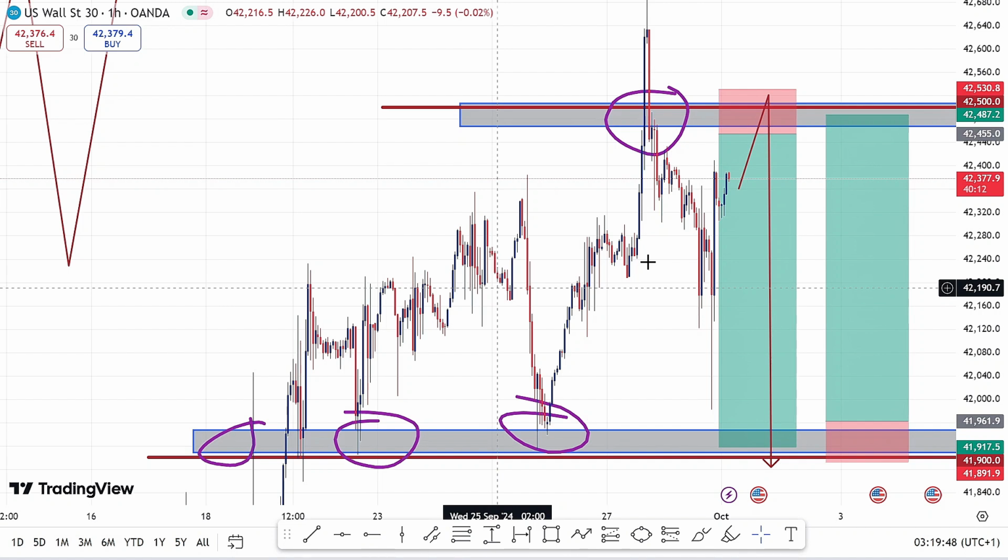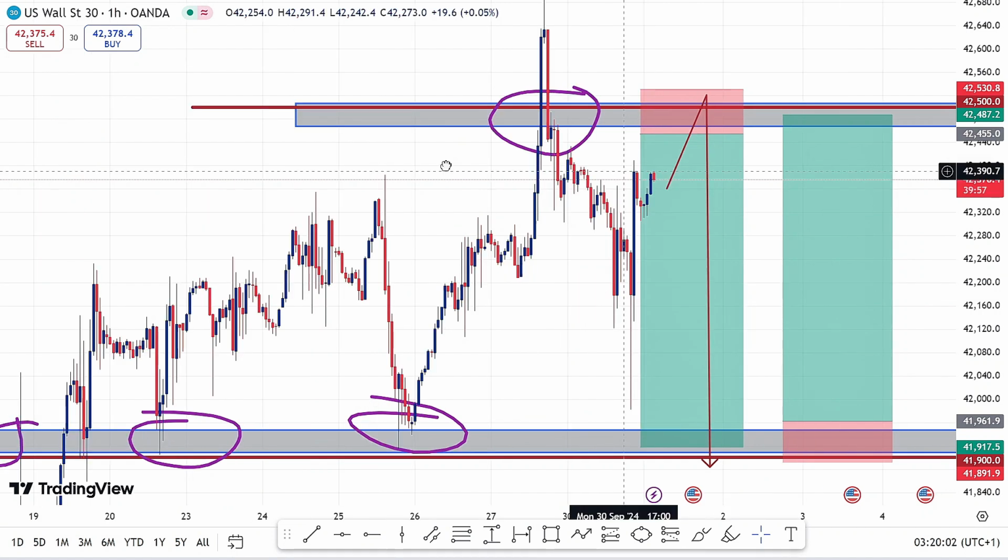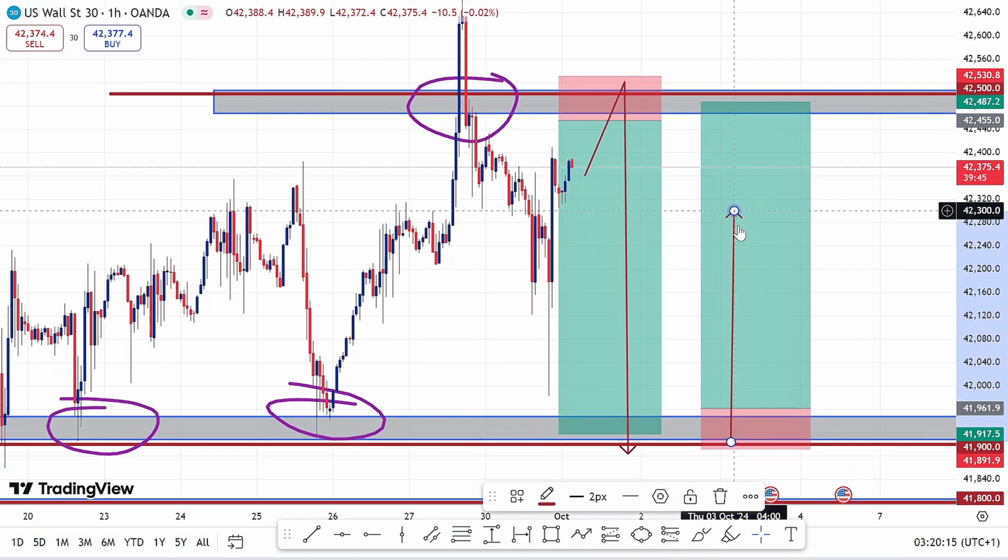Then if price happens not to get here, we'll be looking at buying US30 at this level. We're looking at buying US30 from this level, which is the level of 41,900.